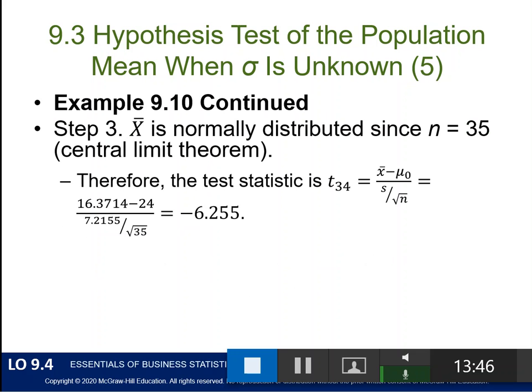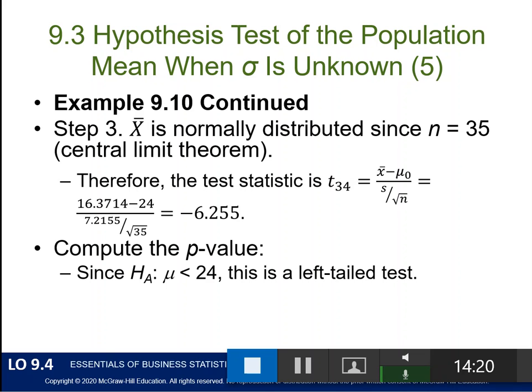Now, since n is greater than 30, it was 35, remember, we can assume that the sample mean is normally distributed. So we can go ahead and calculate our t-statistic, and we've done this before. We can calculate this in Excel, or we can calculate it by hand. We're going to calculate x bar minus our test value of 24 divided by the sample standard deviation divided by the square root of the sample size. And so we get negative 6.255.